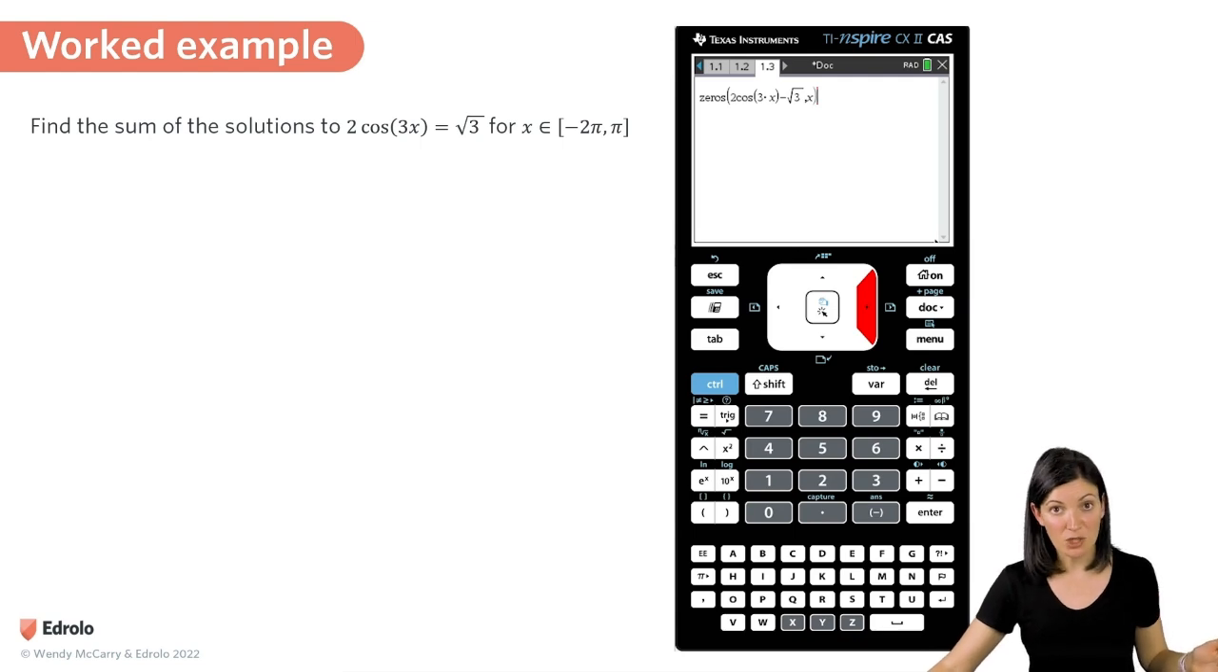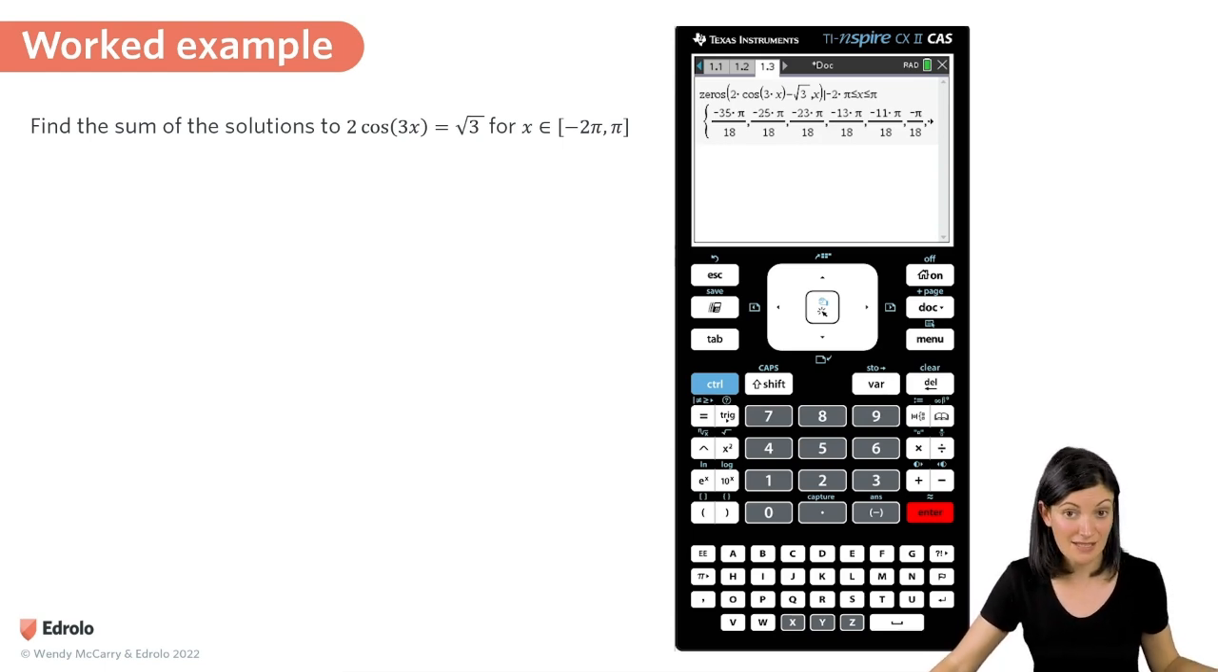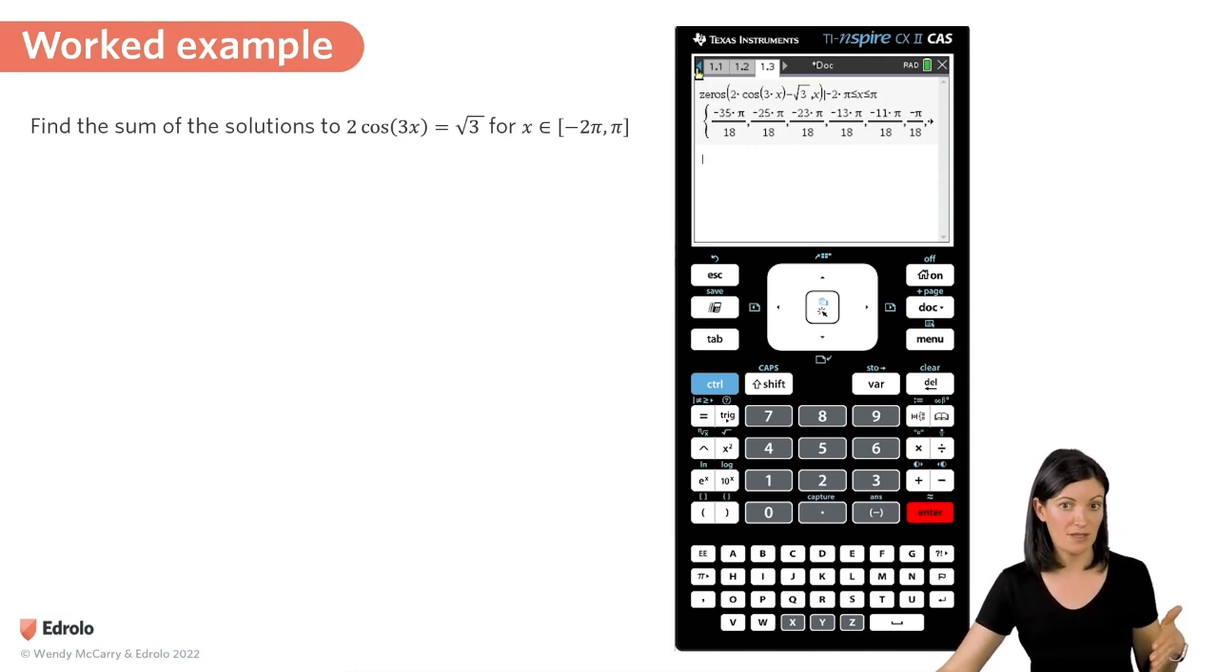And now I'm going to add in my domain. So if you remember, we do control equal sign to get my such that line. Okay, and then I'm going to put in the domain as an inequality, so between negative 2 pi and pi. Okay, so now when I hit enter, I get the list of my solutions sort of as a set. And this is going to help me to sum those answers very quickly so that I can answer this question. Because what I wanted, remember, was the sum of the solutions, not just the solutions.